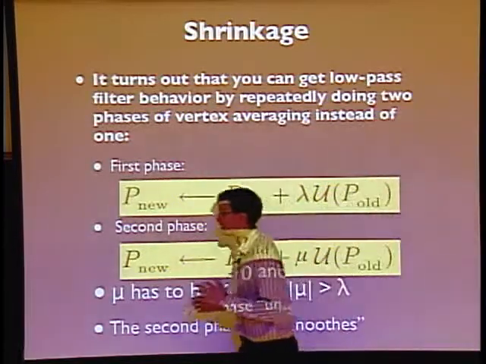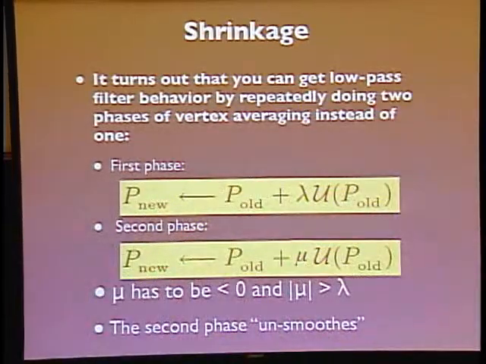So it's kind of a curious thing, but you can actually prove that what this does, if you look at the transfer function of the resulting operation, it actually does preserve low frequency components. It actually does work as a low pass filter. But it's completely counterintuitive to me that you can actually get smoothing behavior by doing iterative steps of smoothing and then unsmoothing and then smoothing again and then unsmoothing again and then smoothing again. But it's true. Lots of things are counterintuitive but true.